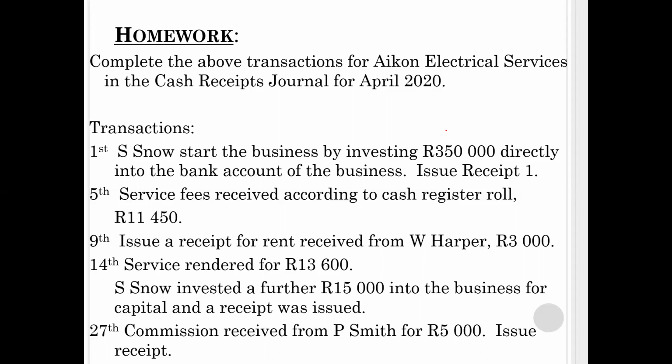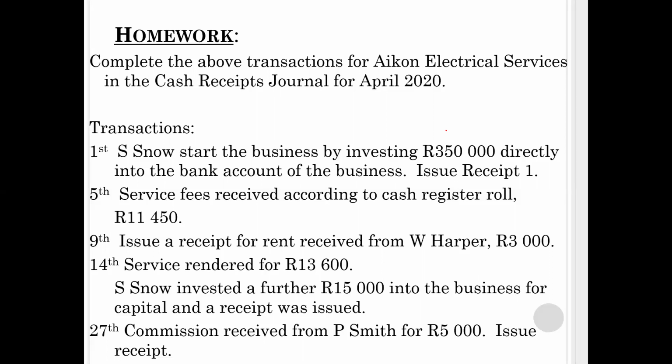On the 5th, it was a service fees transaction according to the cash register roll, 11,450. So it's a service fees transaction. There's no name at all. Your source document is the CRR. On the 9th, they say issue a receipt for rent receipt from W. Harper, 3,000 Rand. So there we've got a receipt. It's for rent. We've got a name and the amount is 3,000.